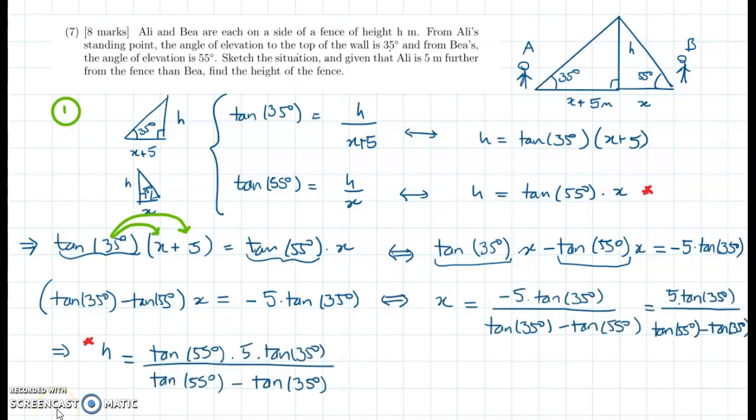If you have done your work, you can now check it against mine. I found here the value of h in terms of tangent of 55 and tangent of 35. And now this is the final result we want to find. So it's at this point and not earlier that you want to use your calculator to find an approximate value for h. And I'll let you do it yourself.